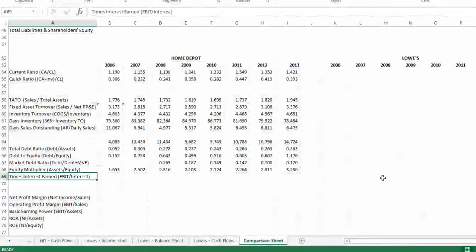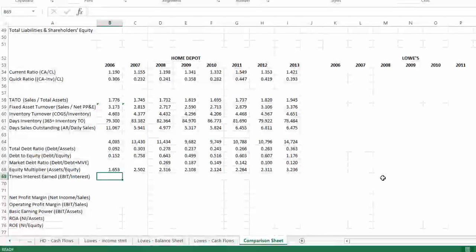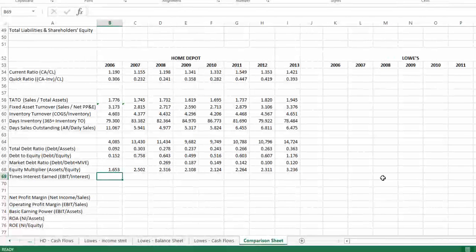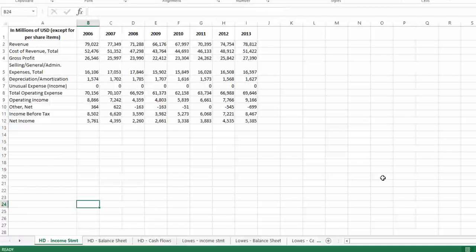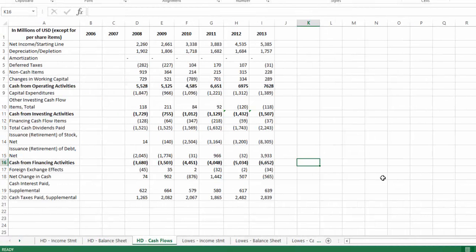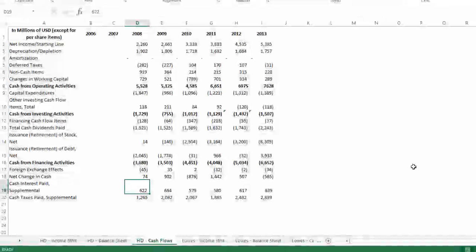So for times interest earned, I'm going to take the EBIT divided by the interest. I've already looked at the income statement for Home Depot, and I noticed that there's nothing there that gives me very clearly what the interest expense was. So I'm going to have to go to the cash flow statement, and down here I see a line item that shows me what the cash interest paid number was. But I only have that for 2008 through 2013, so I'm going to have to do the interest coverage calculation only from 2008 forward.